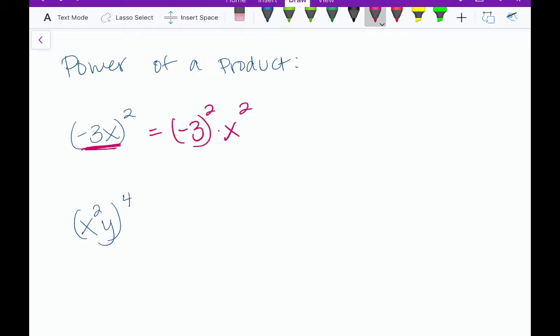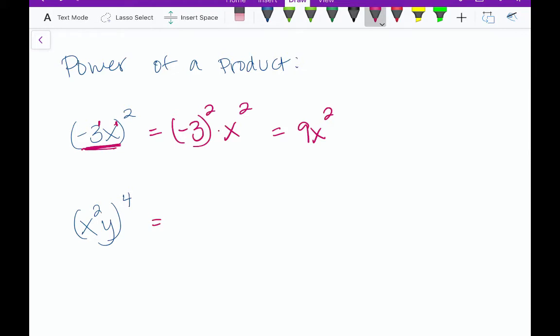Okay, so we're applying the product rule because this is x to the first. So that's why I got x squared, because I multiplied 1 times 2. This is negative 3 to the first. So that's where I got negative 3 squared. What is negative 3 squared? It's 9. So this would be 9x squared.